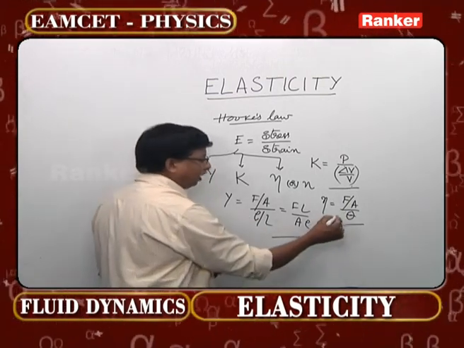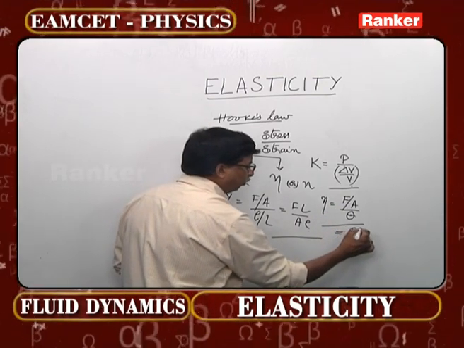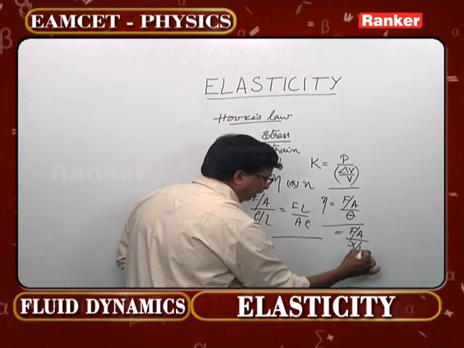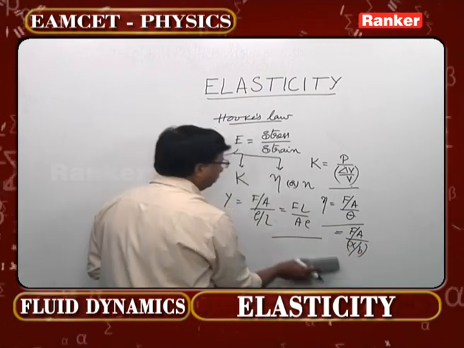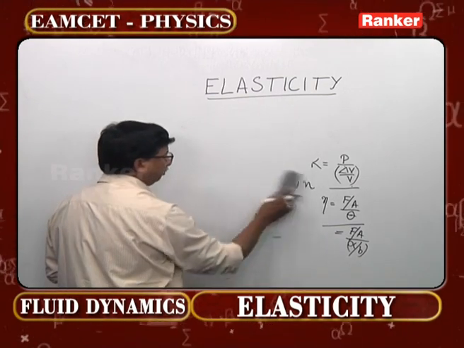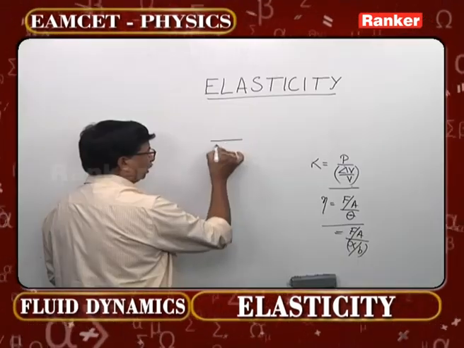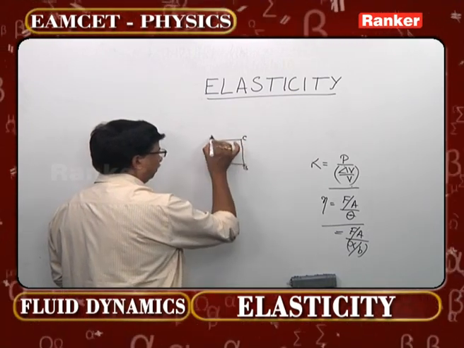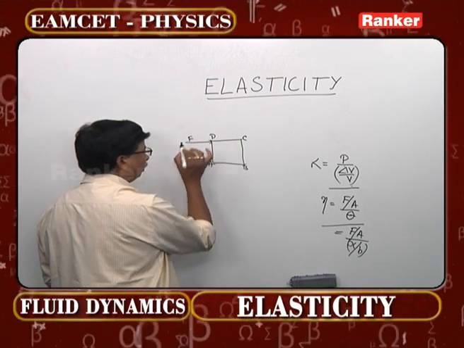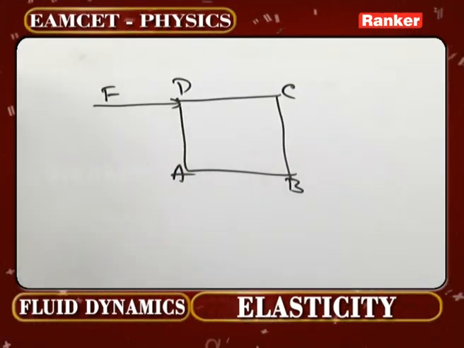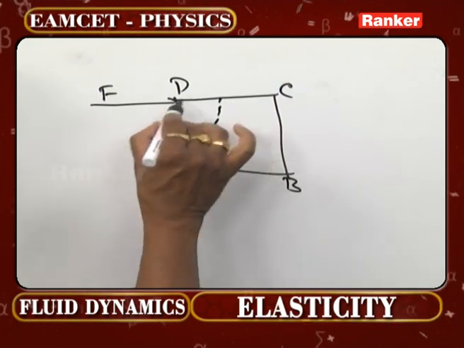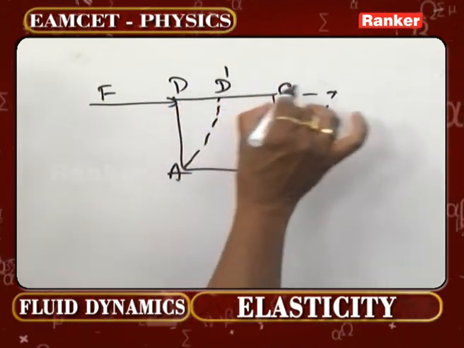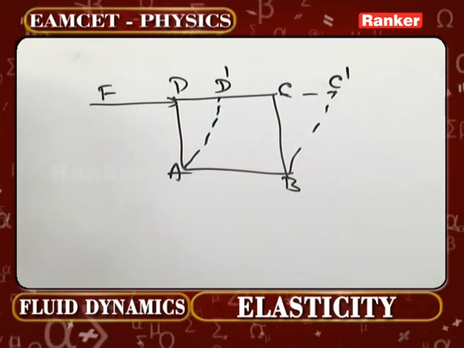But one thing you can understand, this can even be rewritten as force per unit area divided by displacement by breadth of the body. What do you mean by displacement by breadth of the body? Suppose I consider a body this way, keeping the base constant, and I apply some force on the topmost layer of it. Then automatically point D and point C are displaced to D dash and C dash respectively.